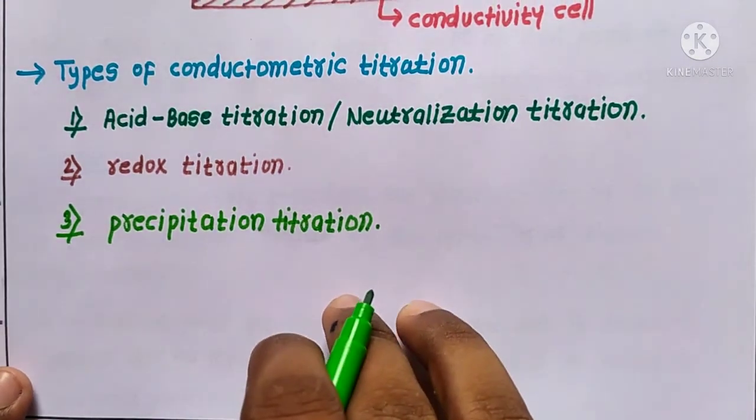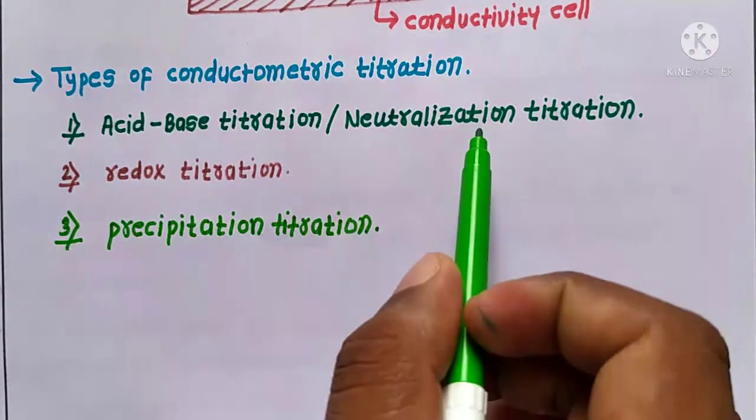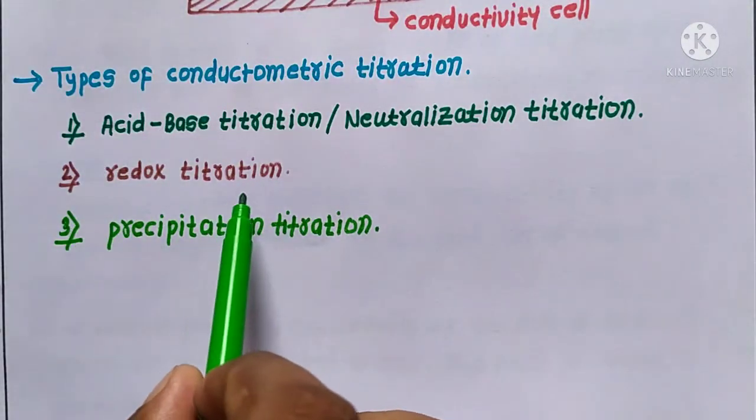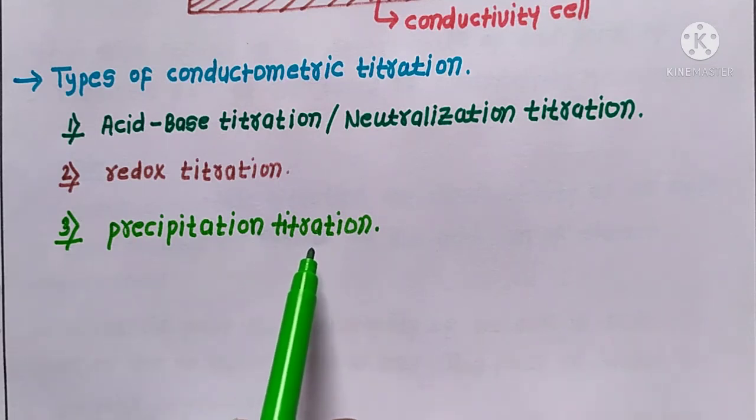So the conductometric titrations are classified into three types. One is the acid-base titration, also called neutralization titration. Second one is the redox titration, and third one is the precipitation titration.